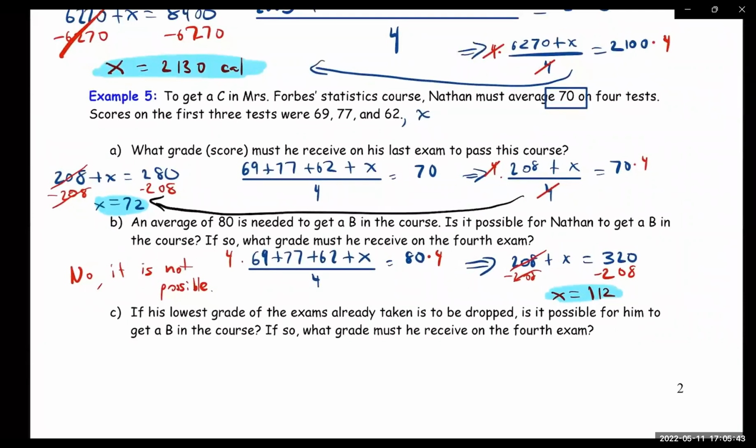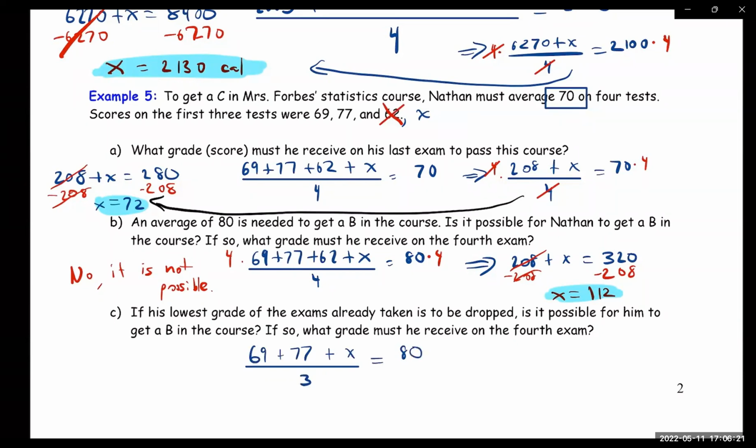If his lowest grade of the exams already taken is dropped, is it possible for him to get a B? So let's drop his lowest grade. The lowest grade is a 69. Oh no, sorry, 62 is the lowest grade. So now you have 69 plus 77 plus one more exam, divided by 3 this time, because now there's only 3 exams, and we want to see if you can get an 80. So we dropped the lowest test, which was a 62.